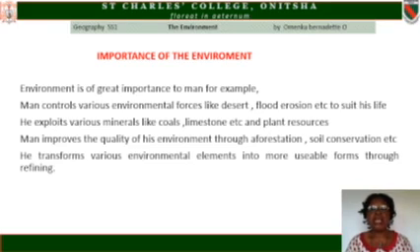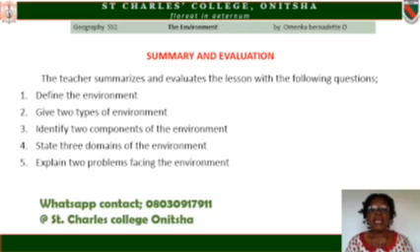Then we look at our summary and evaluation. The teacher now summarizes the lesson using the following evaluation tips. 1. Define the environment. 2. Give 2 types of environment. 3. Identify 2 components of the environment. 4. State 3 domains of the environment. 5. Explain 2 problems facing the environment. By the time you finish answering the questions, you must see the summary of the whole lesson.